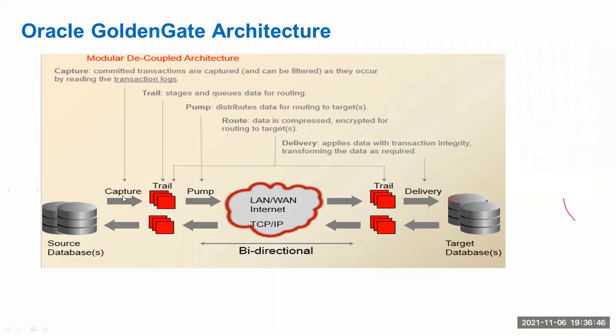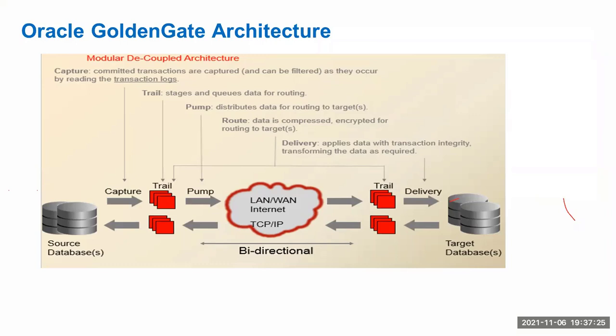So the capture process captures the data, and whatever data it has captured, it needs to store somewhere. So it stores it in the local trail. As soon as the transaction is stored in the local trail, the Golden Gate data pump process reads the data out of your local trail, sends it over the TCP/IP network, and writes it to the remote trail. Once the data is available in the remote trail, the Golden Gate replicate process will read the data out of your remote trail and apply it to the target database.